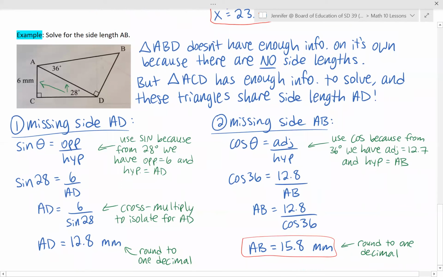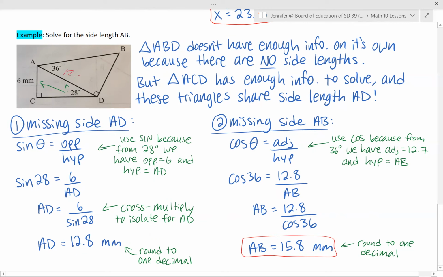So first we would find missing side length AD. From the angle 28, we have the opposite side length, and we need the hypotenuse. So we have to use the sine ratio. We replace theta with 28, we replace opposite with 6, and we're solving for the hypotenuse, which is AD. To get AD on its own, you're going to cross multiply. So the AD and the sine 28 just switch positions. And then we put this onto our calculator, 6 divided by sine 28. Rounding to one decimal place gives us 12.8 millimeters.